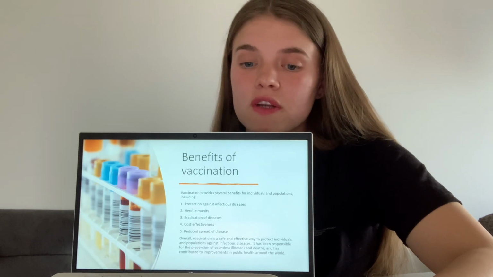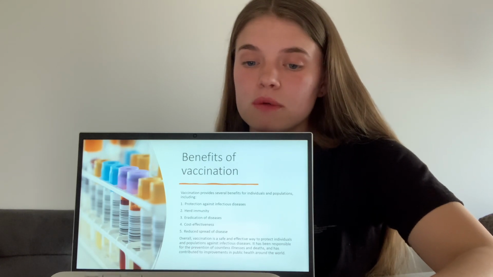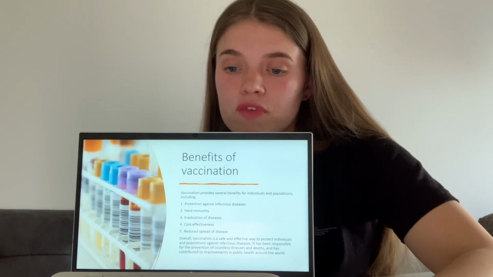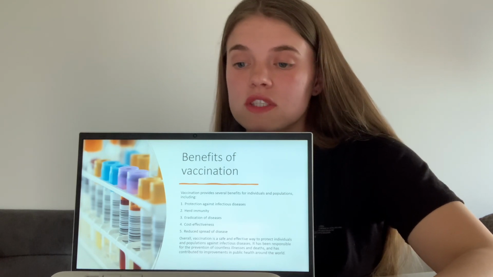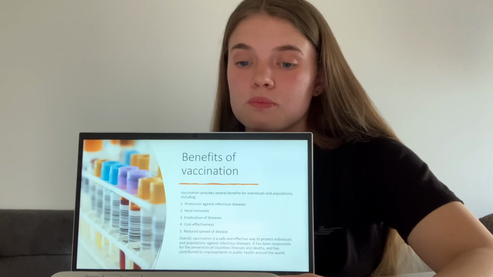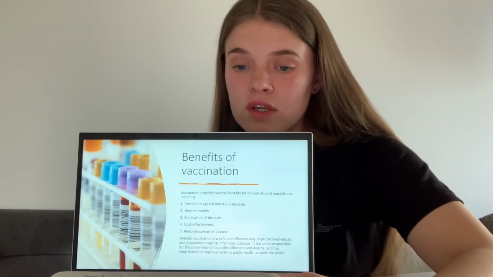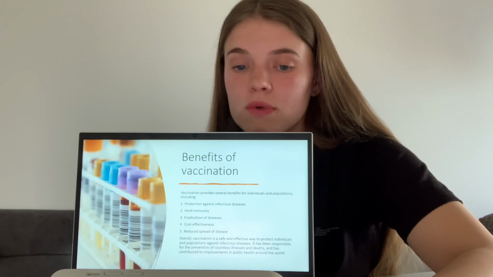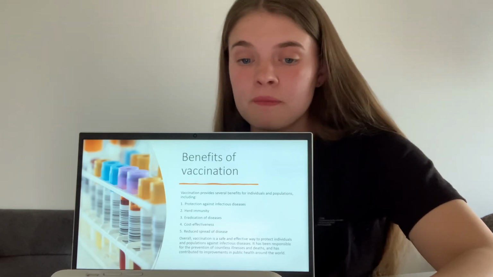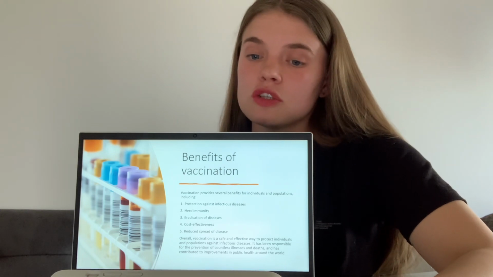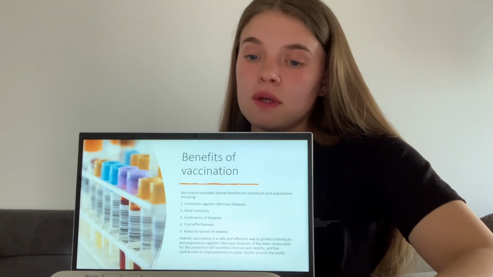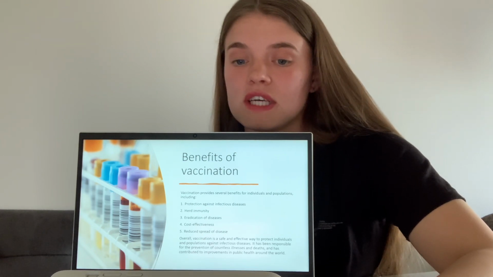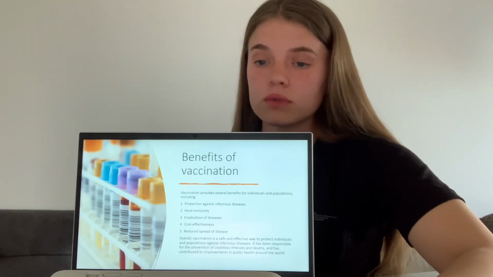Vaccination provides several benefits for individuals and populations, including protection against infectious diseases. Vaccines are designed to provide protection against specific infectious diseases by triggering the immune system to produce a protective response. This can help to prevent illnesses and reduce the risk of complications associated with the disease. Herd immunity. Vaccination can contribute to herd immunity, which provides indirect protection to individuals who may not be able to receive vaccines, such as those with weakened immune systems.